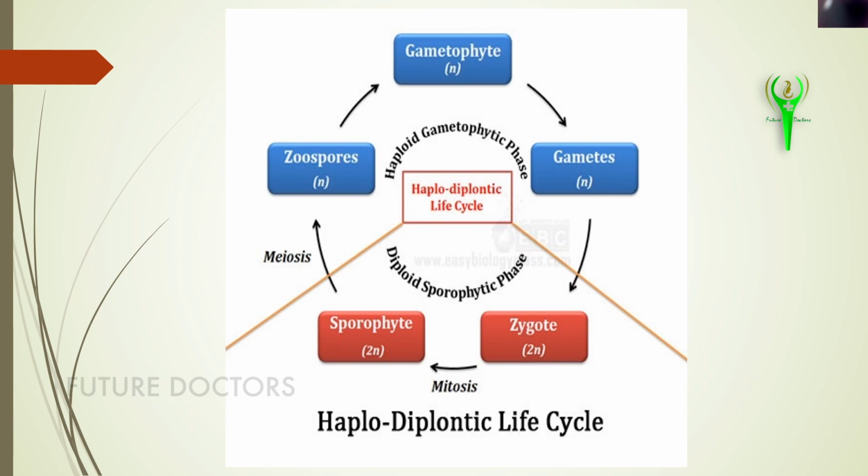Interestingly, while most algal genera are haplontic, some of them such as Ectocarpus, Polysiphonia and kelps are haplodiplontic. Fucus, an alga, is diplontic.